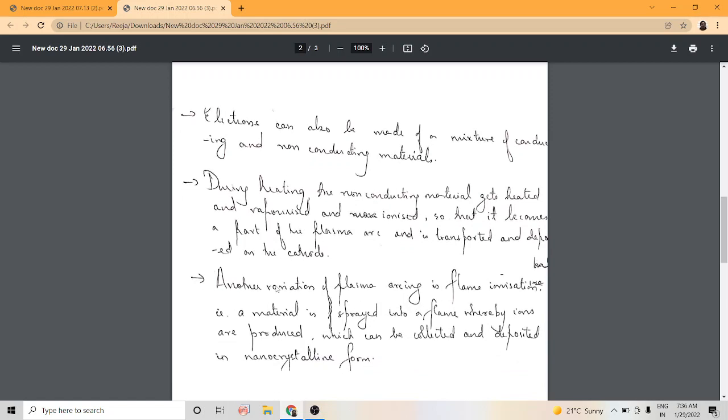Another variation of plasma arcing is the flame ionization technique, in which the material using which the nanostructure has to be formed is sprayed into a flame, whereby the ions are produced which are collected and deposited in a nanocrystalline form. So I hope the method of plasma arc discharge is clear to all of you.